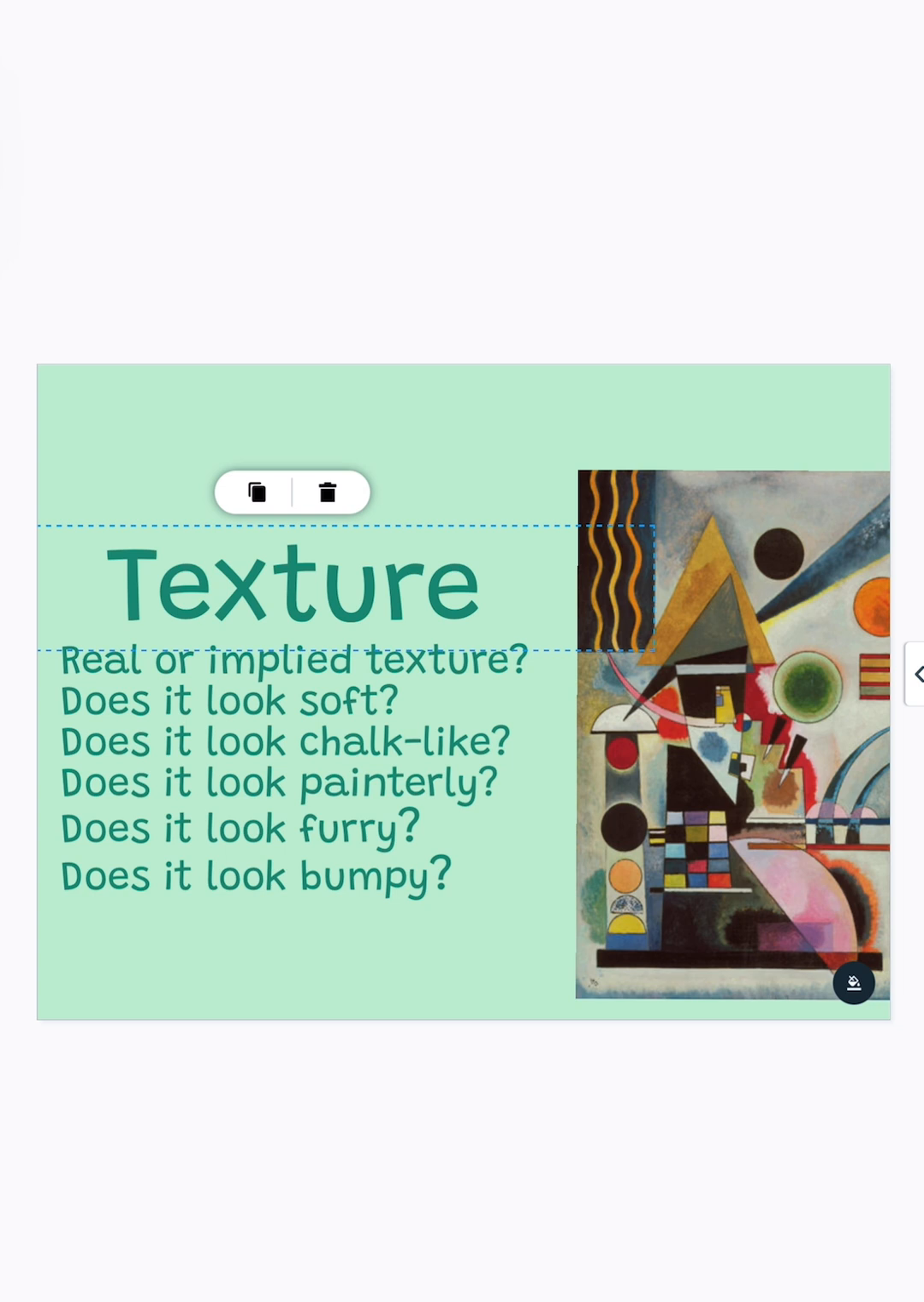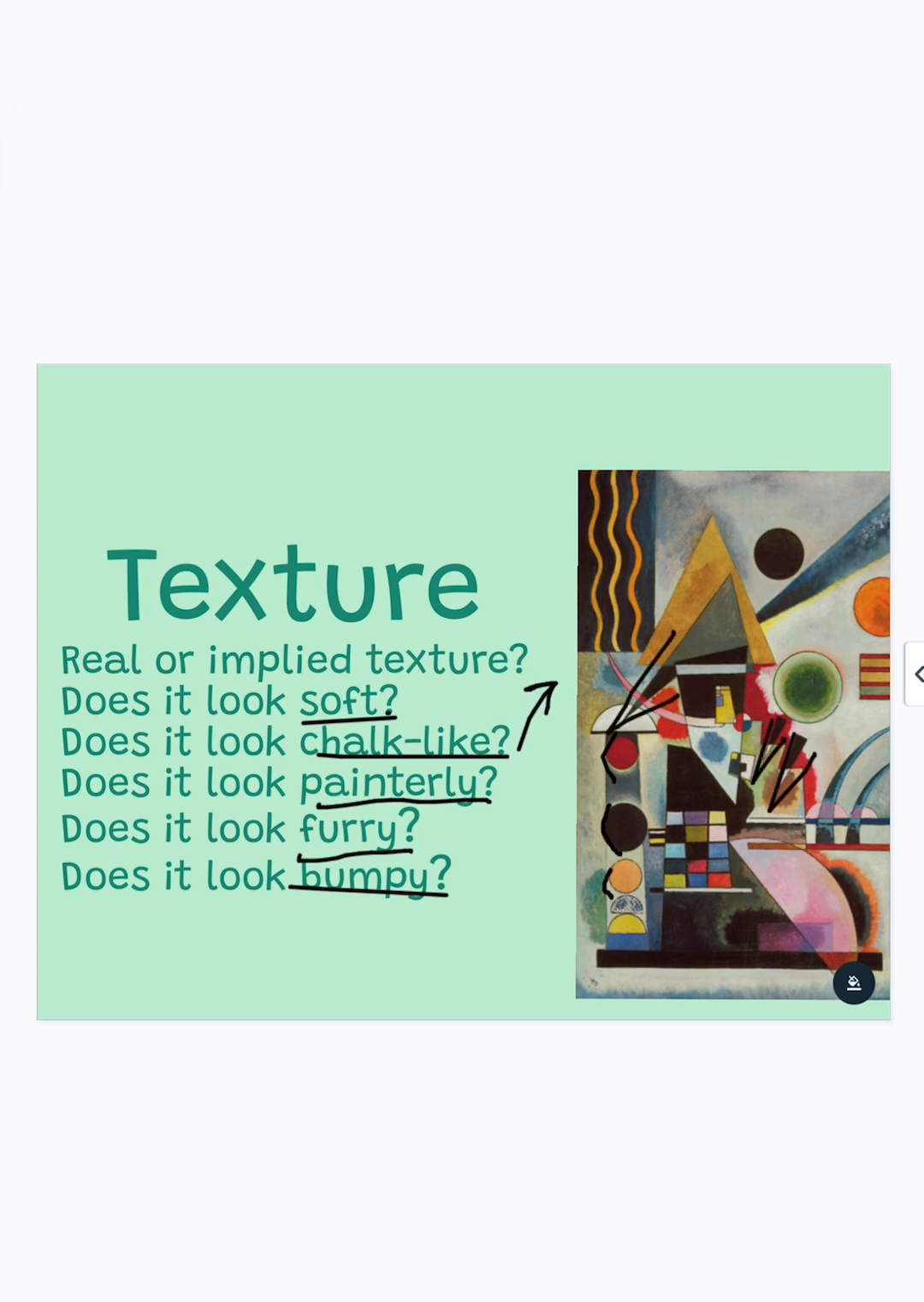So in this painting, I guess I pose to you guys, do any of these things apply? Do you think it's got like a soft look? Maybe it's chalk-like. I would say it's chalk-like. Painterly, does it look furry? I wouldn't say it looks furry. Maybe it looks bumpy. Ooh, bumps. I don't know. Ooh, and these look sharp. Maybe these edges that are pointing down, these look sharp. And that could also be a point of texture.